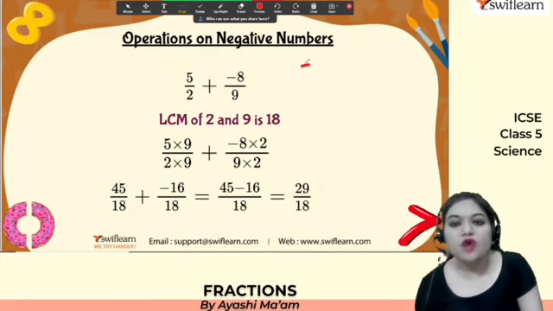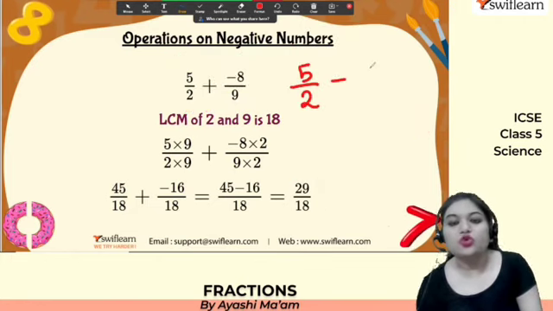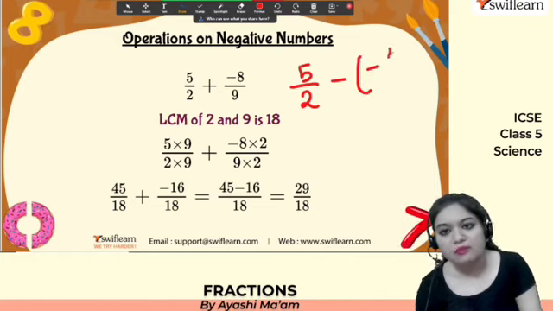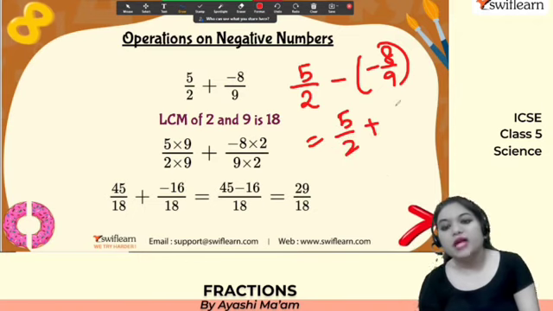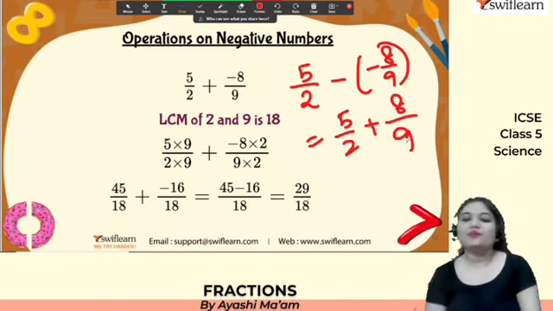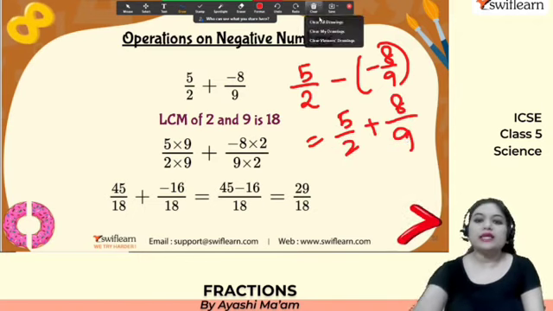Now suppose you have an example like 5 by 2 minus of minus 8 by 9. Then what will happen? Minus and minus is going to give you a plus. So it will become 5 by 2 plus 8 by 9. Understood? This is how you can easily do it.